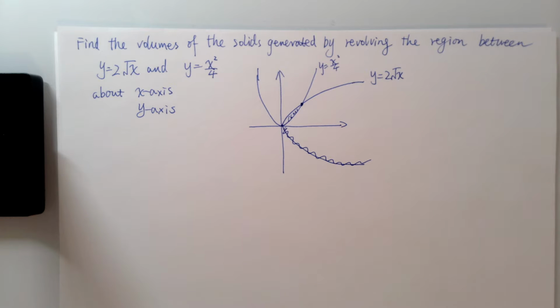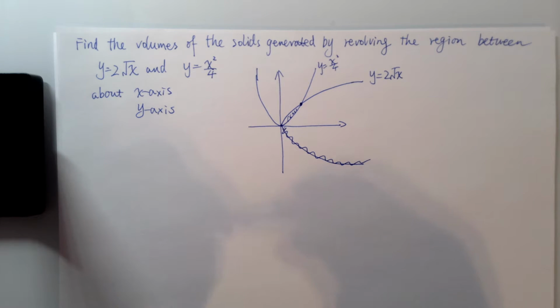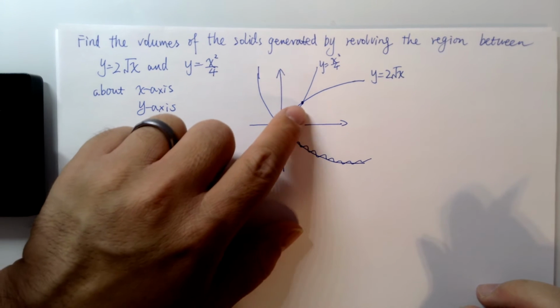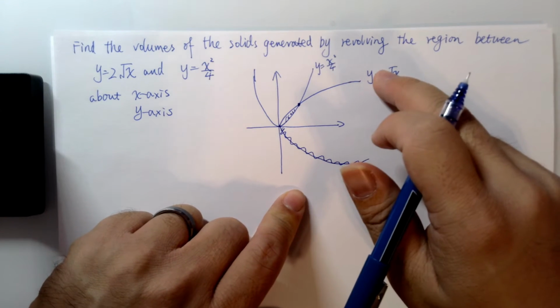Okay, so now let's look at this problem. Find the volume of the solids generated by revolving the region between y equals 2 square root of x and y equals x squared over 4 here. First of all, as you can see, this is a graph. Okay, so y equals 2 square root of x is just the upper part.